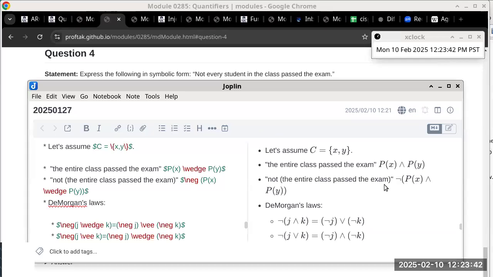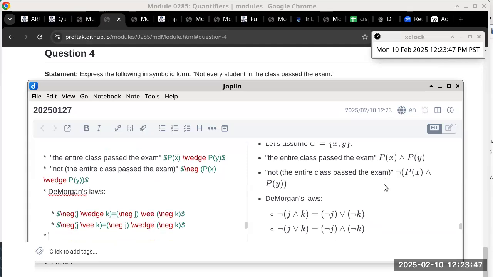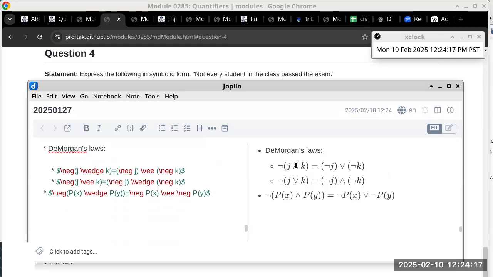Okay, let me actually write it out. Using De Morgan's law, I can now rewrite the entire thing. Let me transform the expression first, and then we'll put it back into a quantified expression. So the negation of P of X and P of Y is the same thing as the negation of P of X or the negation of P of Y. Okay, let me finish the whole thing, scroll up.